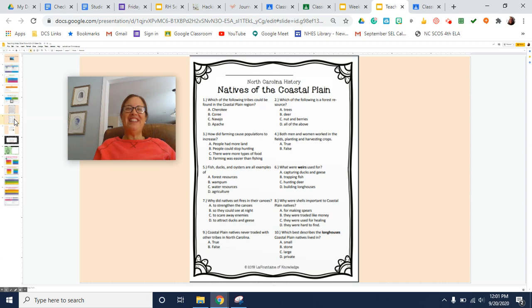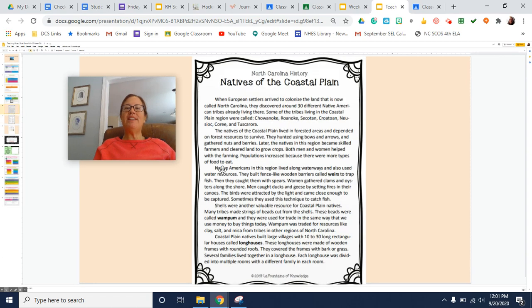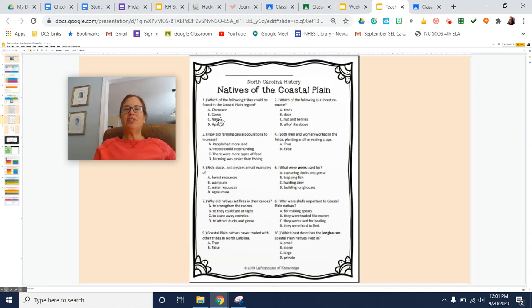Welcome back. Let's look and let's see if we can read the list together. Here we are, Choanoke, Roanoke. Let's just look on at the names. And which one of these is found in number 1? The correct answer is letter B, the Corey tribe. That's a detail. Let's go to number 2. Which of the following is a forest resource? Ooh, we jotted that yesterday. Trees, they're found naturally and people use them to survive.